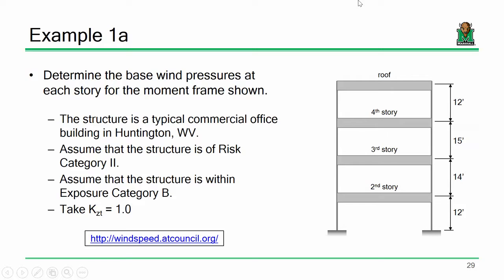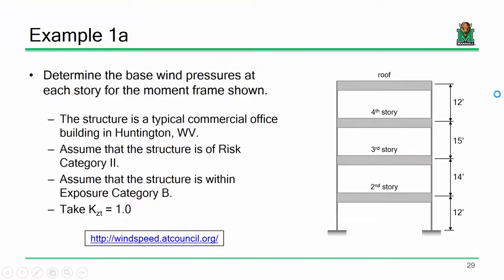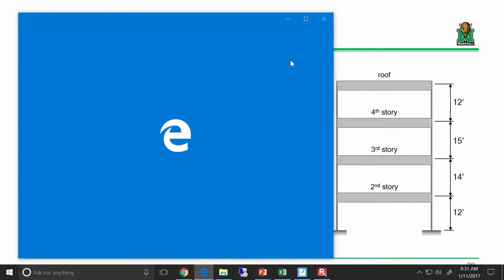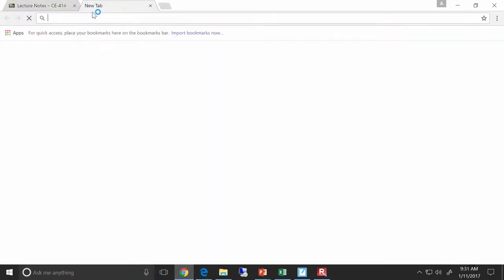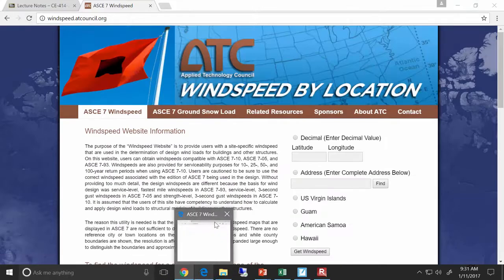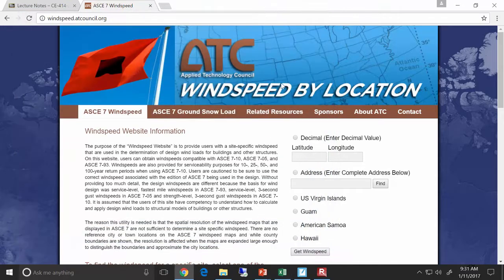So I want to go to this website to determine base wind speeds. I have the link here as well. Let's see. Actually, I think I have to do that, and then there we go. Ugh. Internet Explorer. I don't like that, but you know what? I'm not using Internet Explorer. Okay. See, look, this is still loading, and this one's already loaded up.